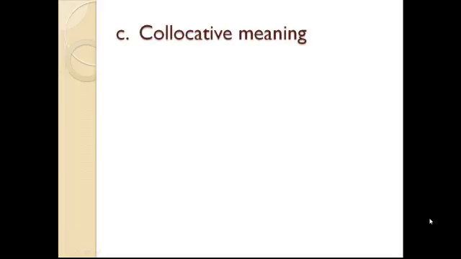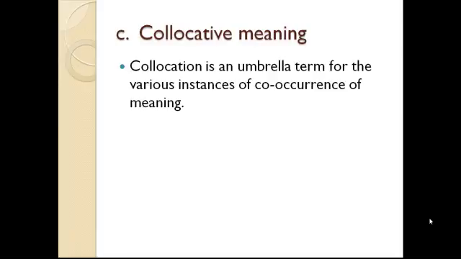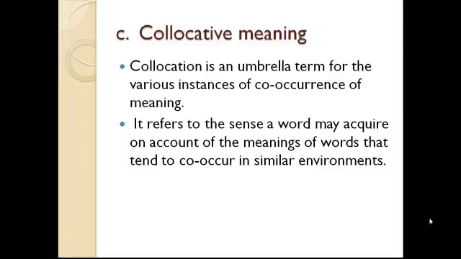Here we'll talk about collocative meaning. Collocative meaning is an umbrella term for various instances of co-occurrence of meaning. Collocative meaning refers to the sense that a word is going to acquire on account of the meanings of words that tend to co-occur in similar environments. Certain words get their meaning because they occur in the environment of certain other words.